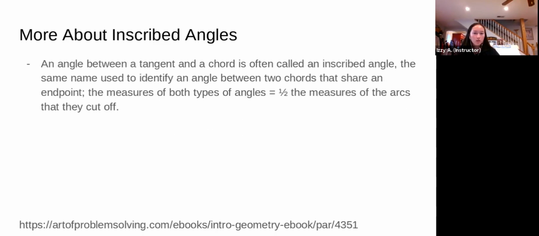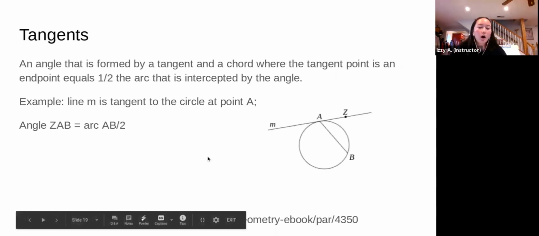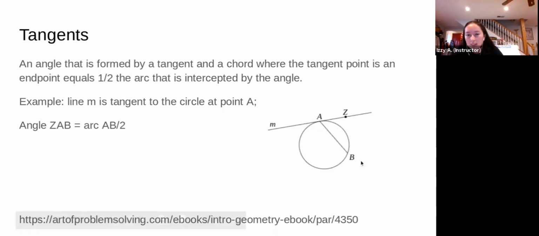Did I go too far? Is it this? Yeah, sorry. While in this case, for example, chord AB, it's not the radius, so obviously it's not going to form a 90-degree angle, but line M is still tangent to the circle. Okay.